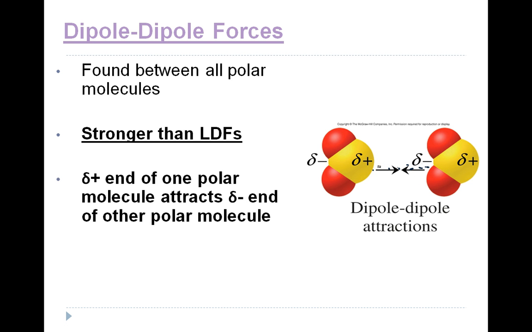This is going to be a little bit stronger because it's more permanent, whereas in our London Dispersion Forces, those electrons are going to move back to where they came from eventually. Here, we always have a positive and negative end due to having a polar molecule with different electronegativities.